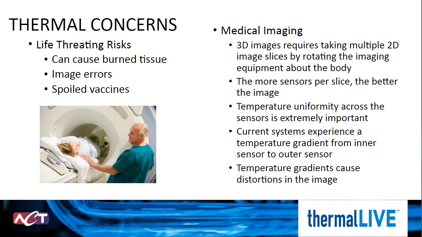So then you have the large amount of equipment thermal issues as well that also could lead to life-threatening concerns. Let's look at PET scanners and CAT scanners. They require this precise image to detect any tumor or other anomalies within the body. A distortion in the image due to thermal issues could cause an error in patient diagnosis.